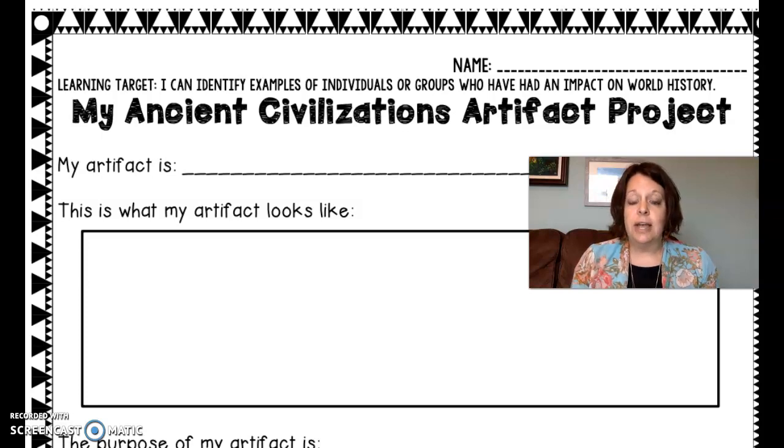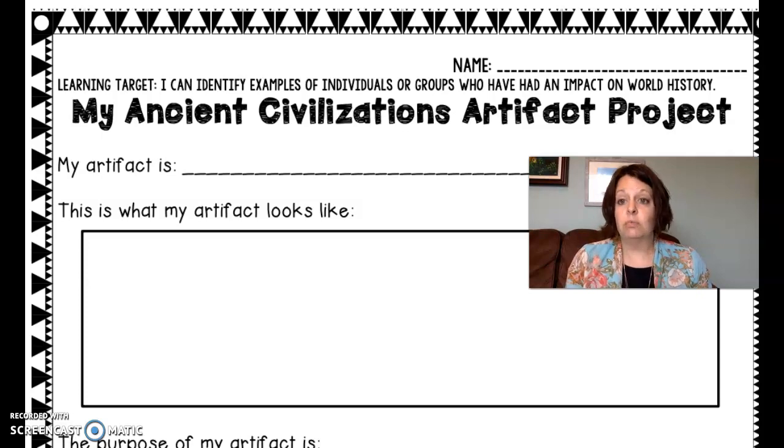And our learning target is I can identify examples of individuals or groups who have had an impact on world history. Now, we know for sure ancient Egyptians, ancient Greeks, and ancient Romans have really had an impact on our history, on, for instance, our governments, on our construction of buildings, on the arts, on even writing tools and papers. So they have had a huge impact on us, even our generations now. Okay, so you're going to think about what is your artifact, and you're going to write it.